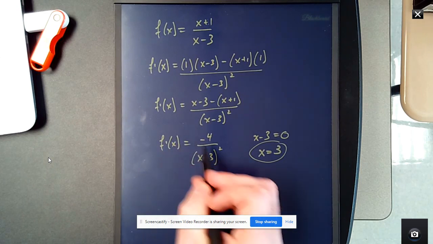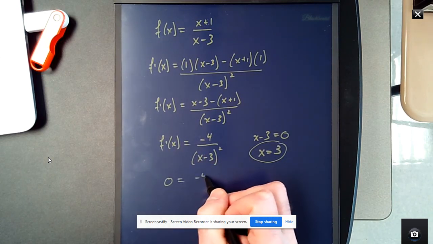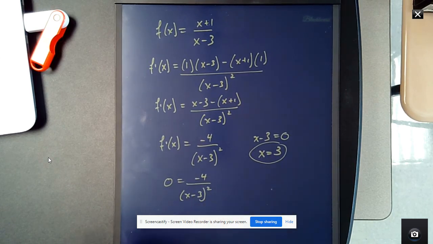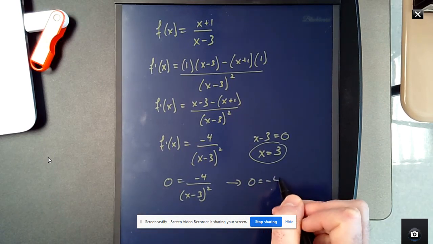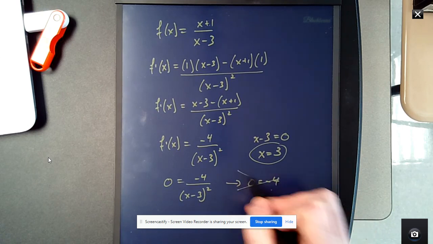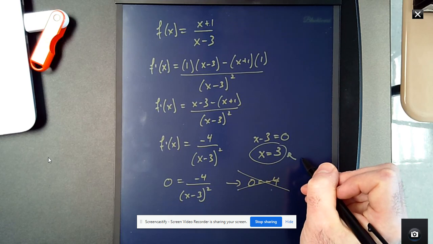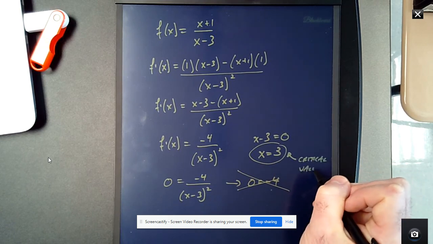Now, if I set this equal to 0, I'll get 0 equals negative 4 over x minus 3 squared. Now, if I tried to solve that, I would have to multiply both sides by x minus 3 squared, which would give me 0 equals negative 4. And that doesn't make any sense. So therefore, there's only one critical value, and that is at x equals 3.